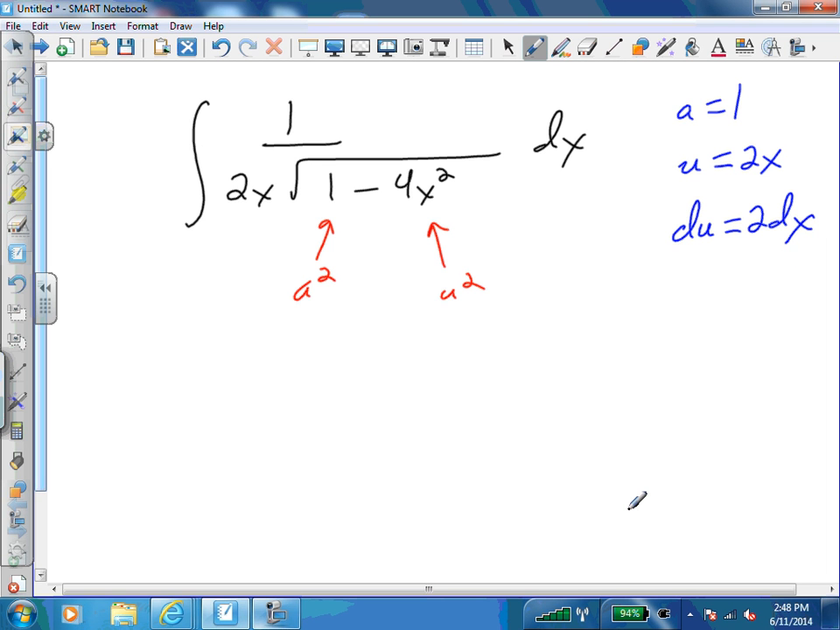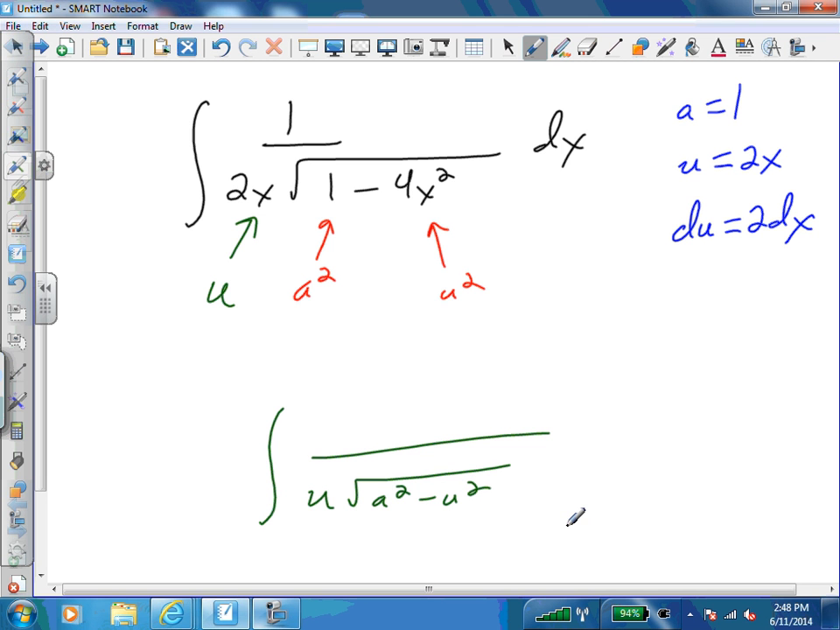2dx. So notice if we do that, if u is 2x, notice we have a u there. So on bottom we have a u, the square root of an a squared minus a u squared. And we almost have du. What are we missing to get du? 2. So if we had a 2 here and a 1/2 out front, then that would be 2 dx, which is du.